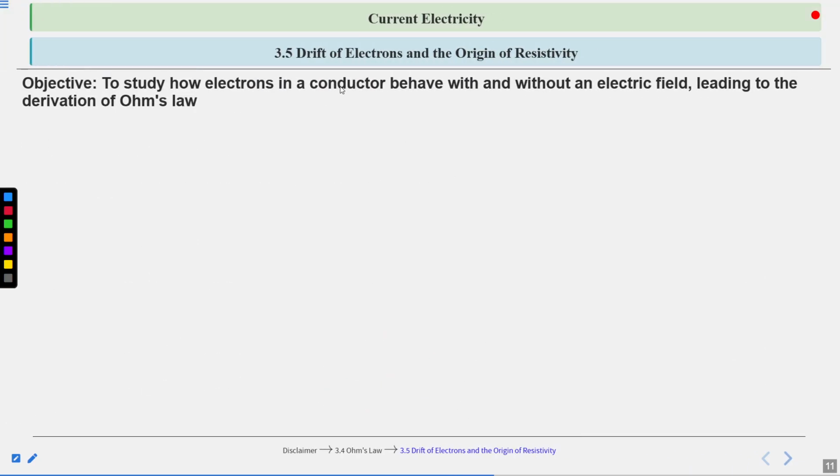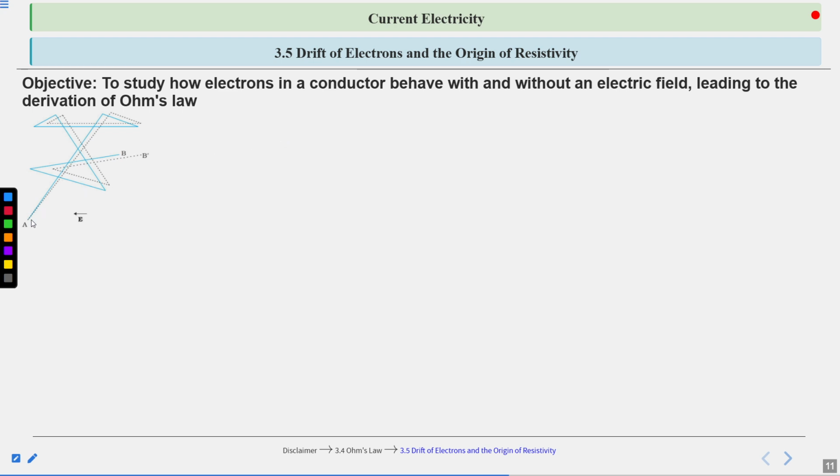Now our next topic: drift of electrons and the origin of resistivity. What is the objective of learning this topic? To study how electrons in a conductor behave with and without an electric field. There are a number of electrons, and we will see how they behave with or without an electric field, leading to the derivation of Ohm's law. Now we have seen the simple form and vector form of Ohm's law. Now we will derive it, and find the value of sigma and J also. So this is our objective here.